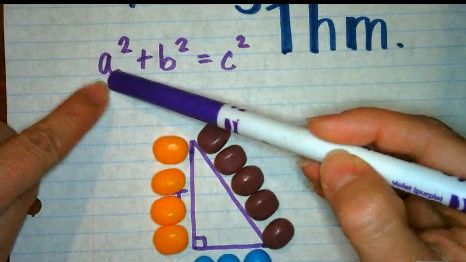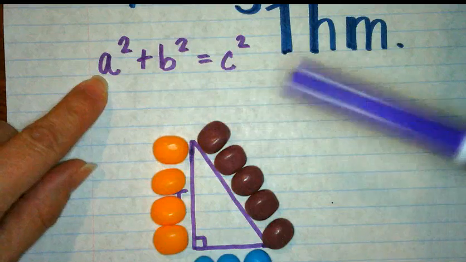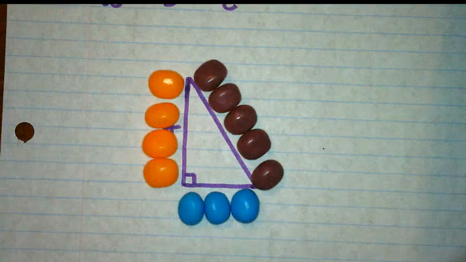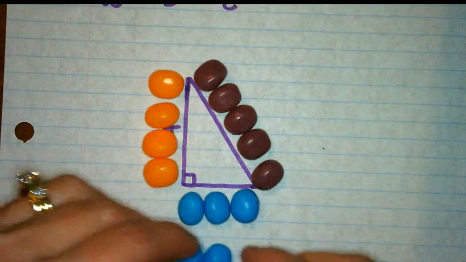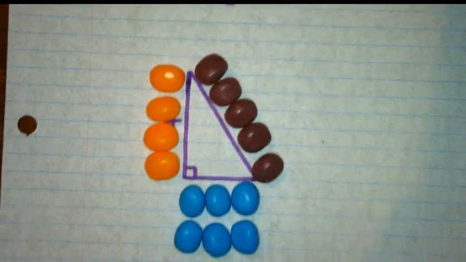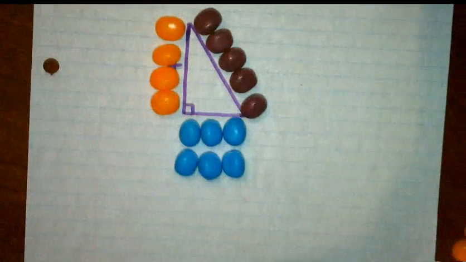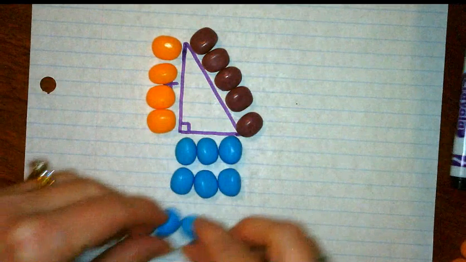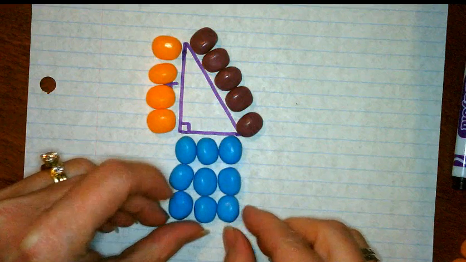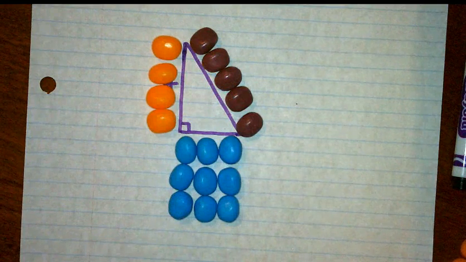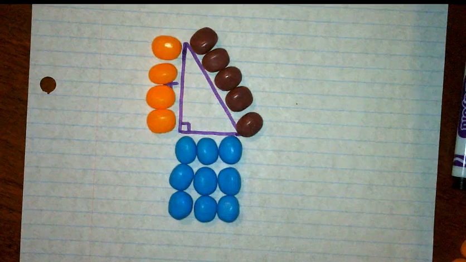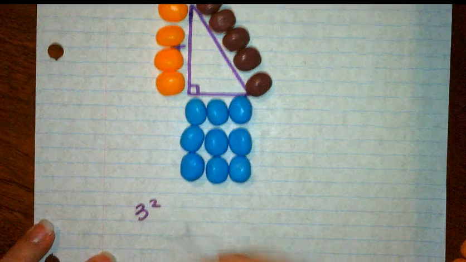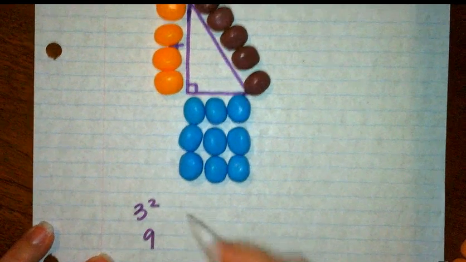This says a squared, so what that literally means is that I need to square side a. I am going to make a square out of side a, and I think I'm going to need to adjust this so you'll see it. If I make a square out of side a, each side needs to have 3 jelly beans. So I have 9 jelly beans, which makes sense because 3 squared is 9.